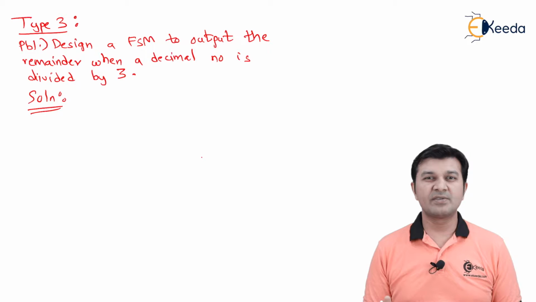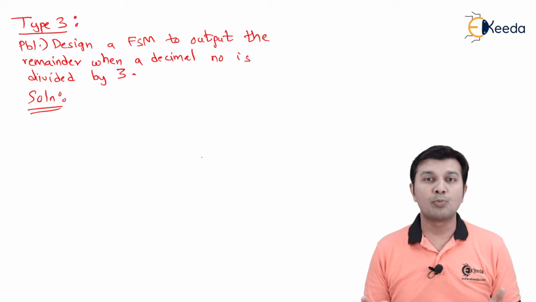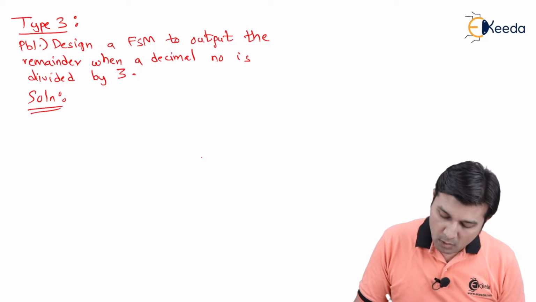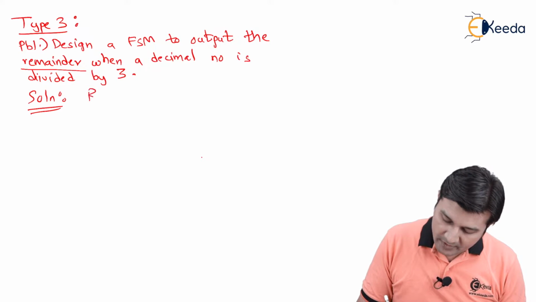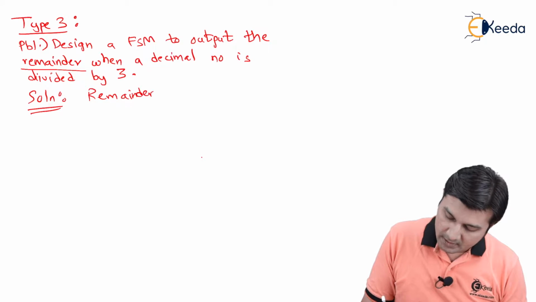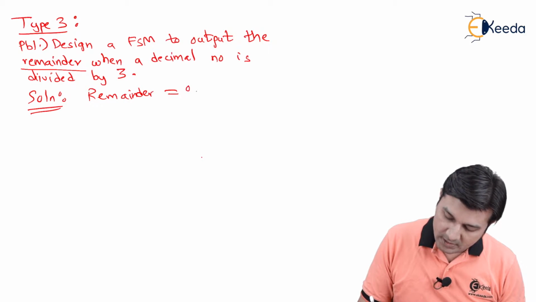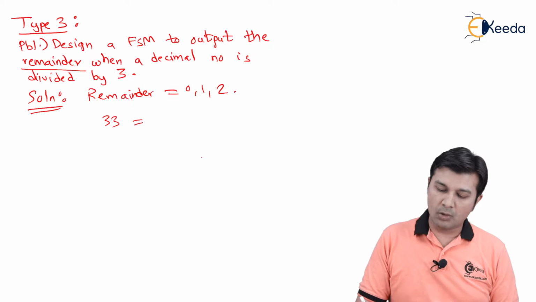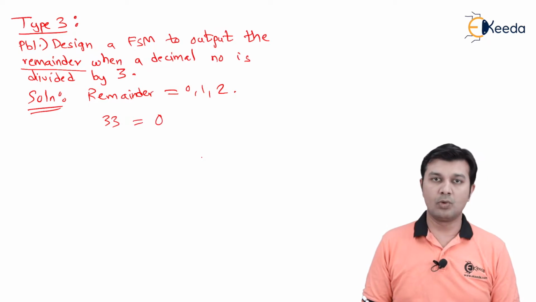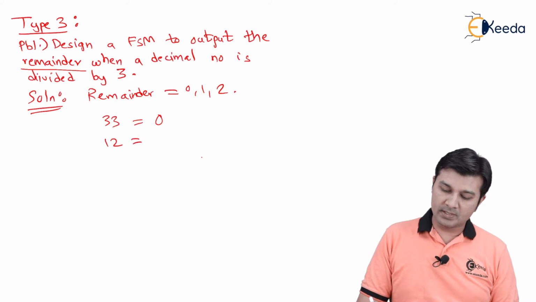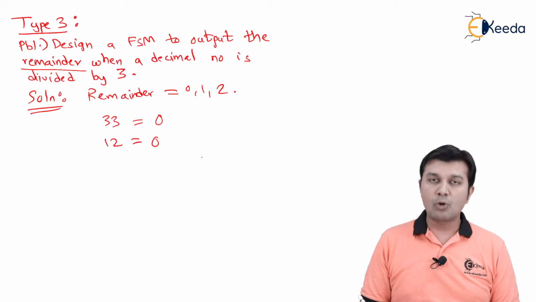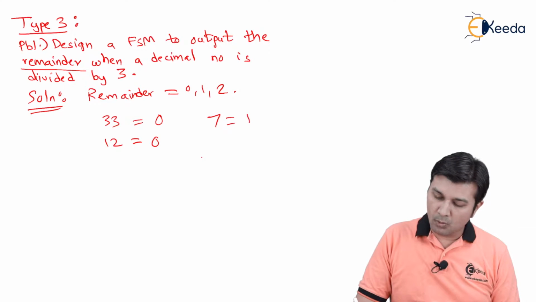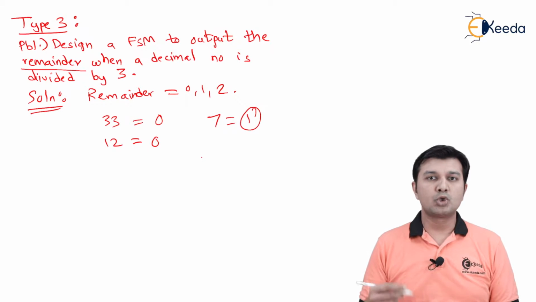The type 3 problems are specifically invented for the machines to give some outputs other than yes or no, accept or reject. So if I say this FSM is going to output the remainder, we all know that whenever we divide a number by 3, the possible remainders are either 0, 1 or 2. If a number like 33 comes to us, the output should be 0. For 12, since 12 mod 3 is 0, the output will be 0. Whereas for a number like 7, the remainder when divided by 3 is 1, and the output of the machine is going to be 1. So on and so forth.